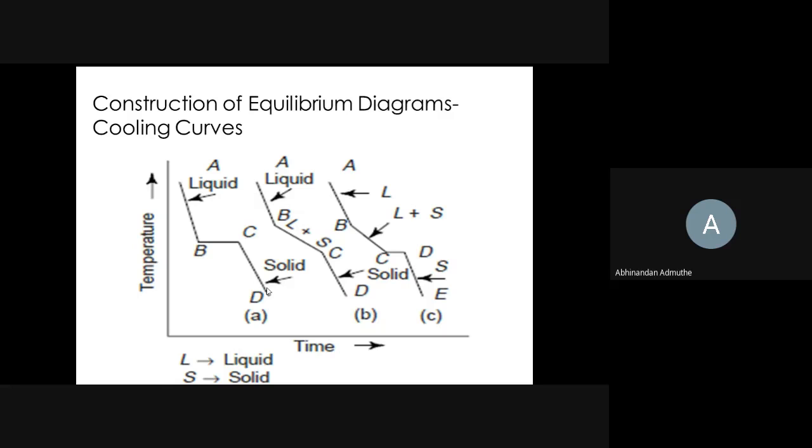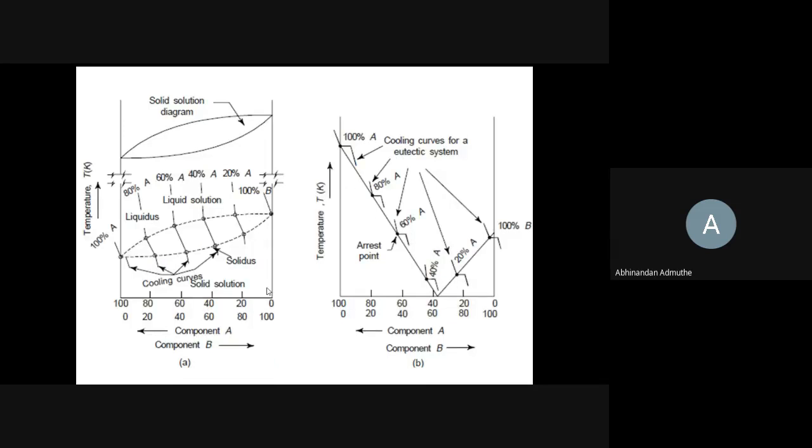So you have started the experiment from 0% tin, 100% lead to 100% tin and found the liquidus temperature and solidus temperature. Now you have the liquidus temperature and solidus temperature of all the alloys, starting from 100% lead to 100% tin. Now join all the liquidus points and join all the solidus points.